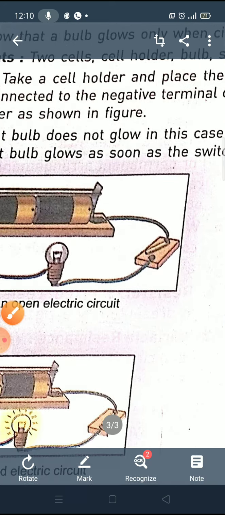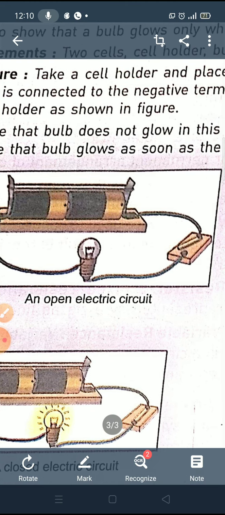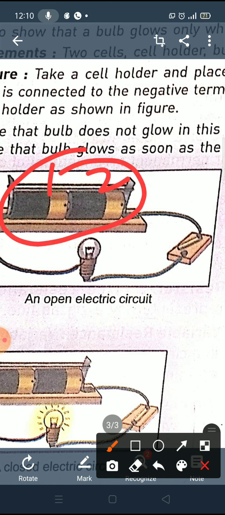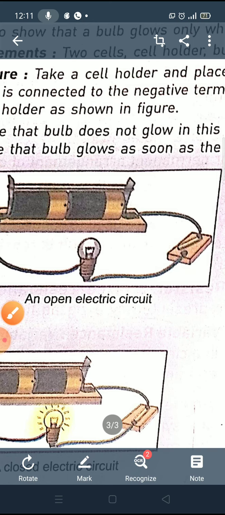Here also you can see the diagram. By this you can understand this is a battery, because two cells are attached. This is a key, means a switch, and here you can see it is not attached. There is a gap here. So that is why the bulb is not glowing. So it is an open circuit.